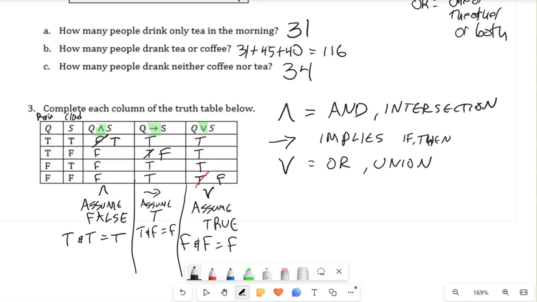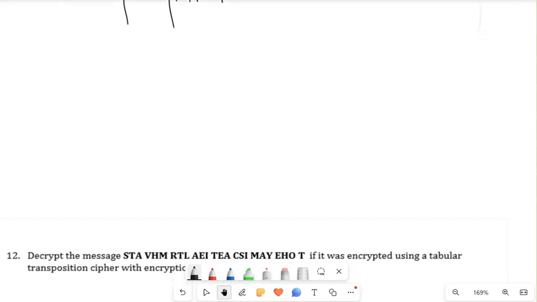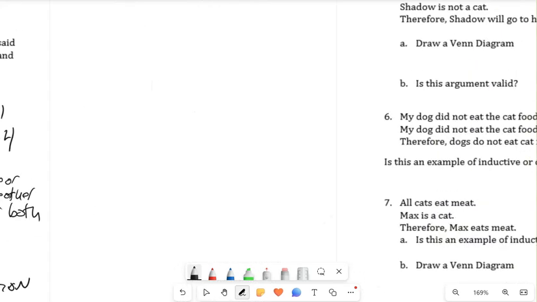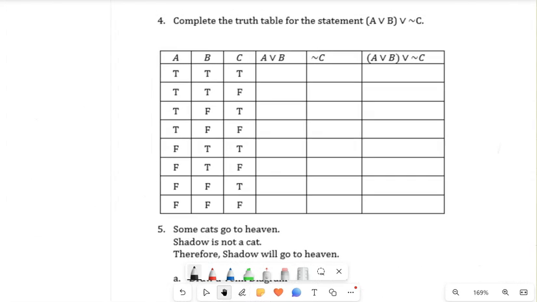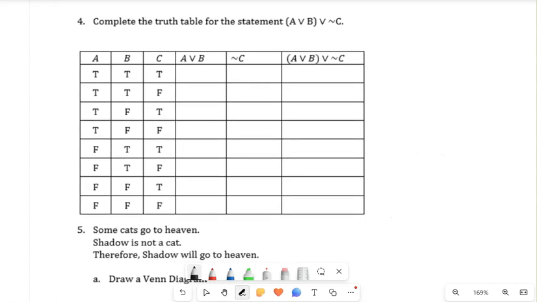Okay, let's see this in action on a more difficult question. There we go. Question number 4. Truth table. We have this A or B, and then we have or the complement of C. So this is a more difficult statement.